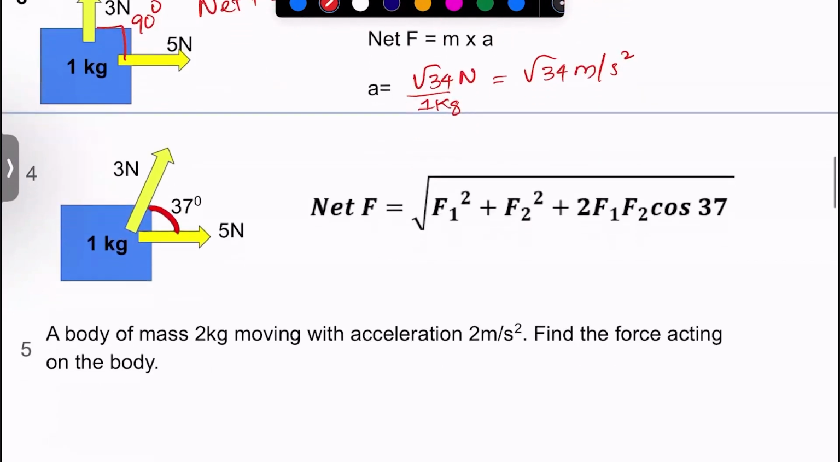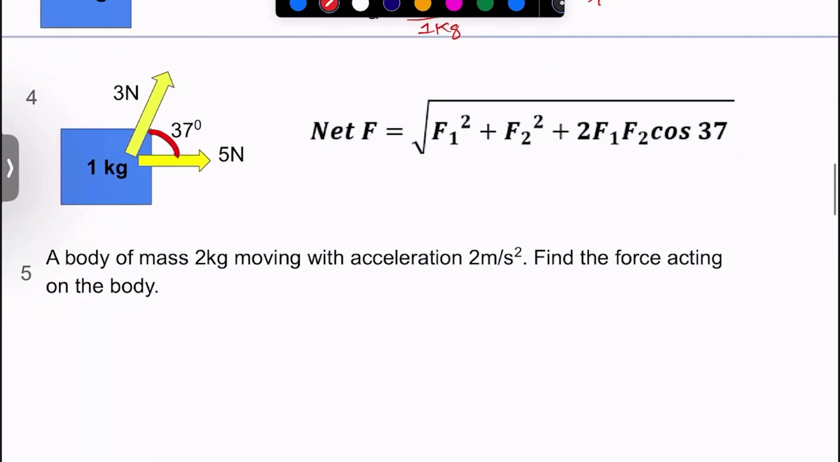Right. Now another very trivial situation. One of the situations is an angle which is not the regular, standard angle. So here we have taken 37 degrees, and you have to substitute this here. 5 Newton, so 5 squared is 25, 3 squared is 9, plus 2 into 5 into 3 into cos 37. You have to find the value of this, substitute, and find the net force.